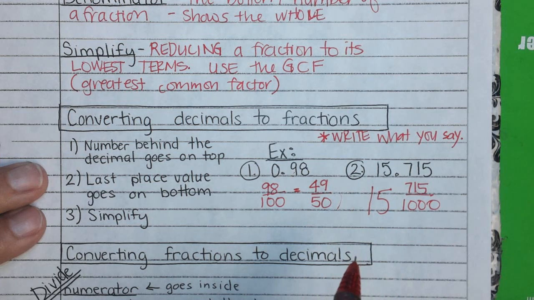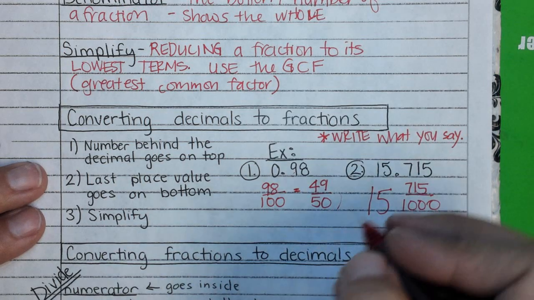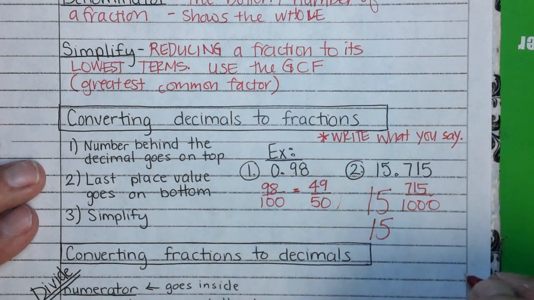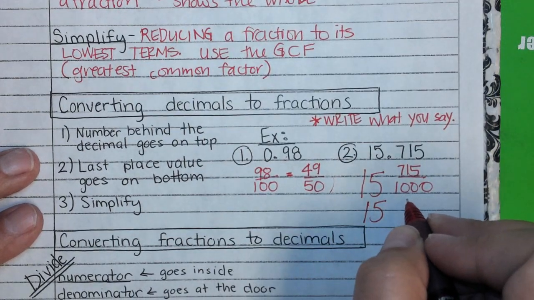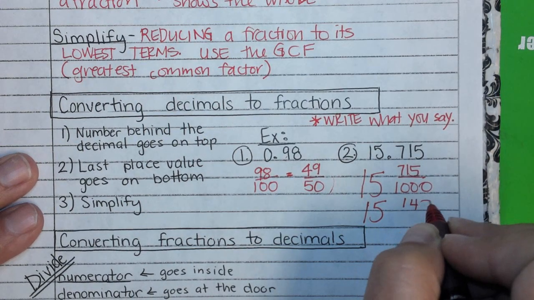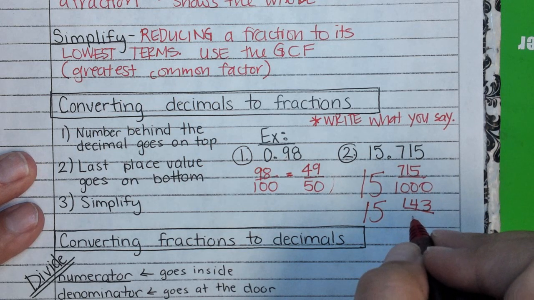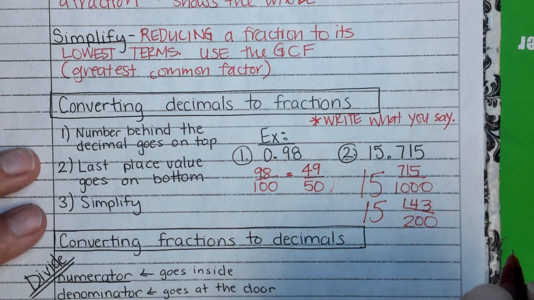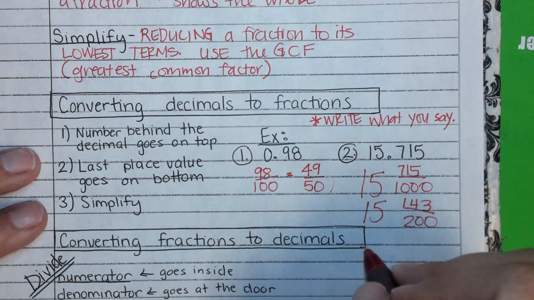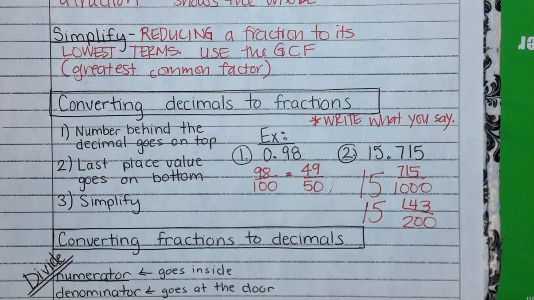Okay? Is there any number that we know that could go into both? 5. 5 can. And I will go ahead and tell you, I've worked this out so many times today, that it will be 143 over, what's 1,000 divided by 5? 200. Excellent. That's all you do. You write what you say, and then you simplify it. That's easy enough, right? Especially when you get to things like 3/10. You just write 3 over 10.